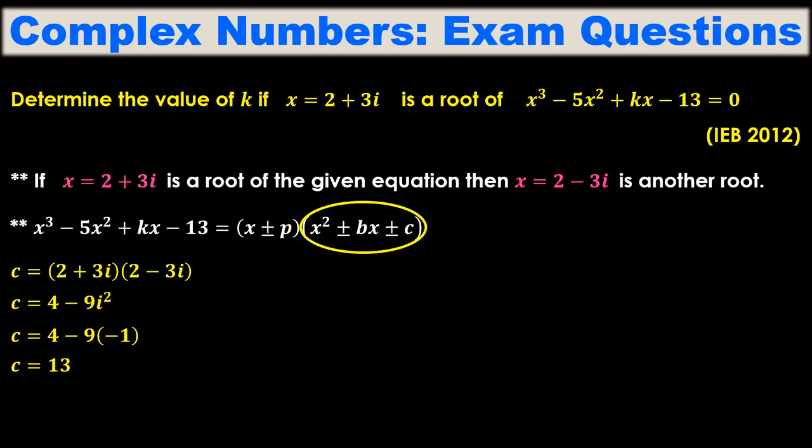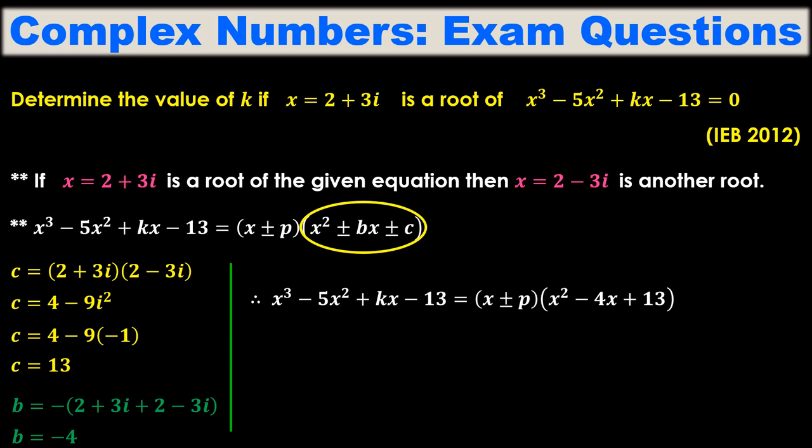And to get the value of b, the easiest way to do it is to add those two roots together and change their sign. So 2 plus 3i plus 2 minus 3i. 2 plus 2 is 4, and the 3i and the minus 3i will cancel each other out. So I end up with b is equal to minus 4, which means that my cubic equation x cubed minus 5x squared plus kx minus 13 can be factorized into a binomial and the trinomial that has x squared minus 4x plus 13. So before I can figure out k, I need to figure out how to complete that binomial.